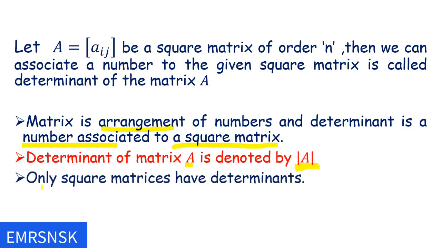Another note is that only square matrices have determinants. If you have a rectangular matrix of order, suppose, 2 by 3, then you cannot find the determinant of that matrix, because determinants can be calculated for square matrices only.